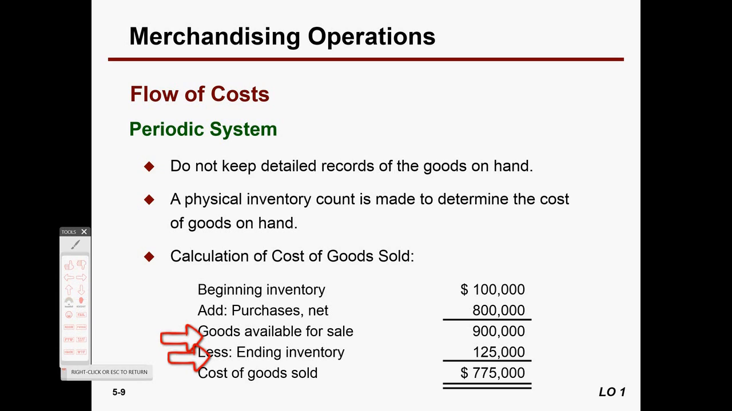And you can subtract ending inventory from the cost of goods available for sale, the inference being that the goods that aren't still available in ending inventory were sold. So that's how we get cost of goods sold in a periodic inventory system.